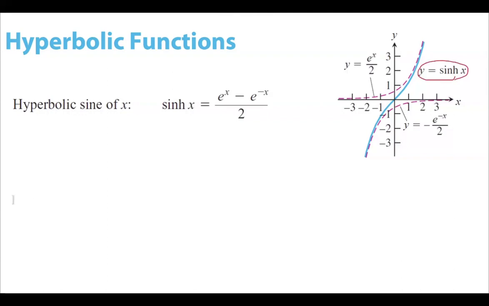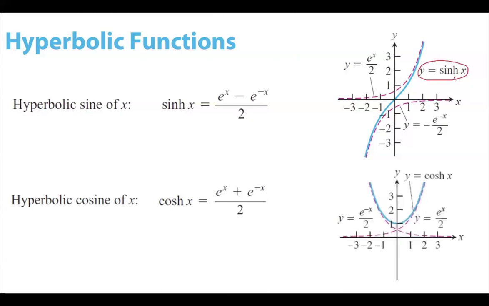With the same argument, we can define hyperbolic cosine. Hyperbolic cosine of x is denoted by cosh x, which is e to power x plus e to power minus x divided by 2. The graph of this function behaves like this. It's very similar to a parabola.